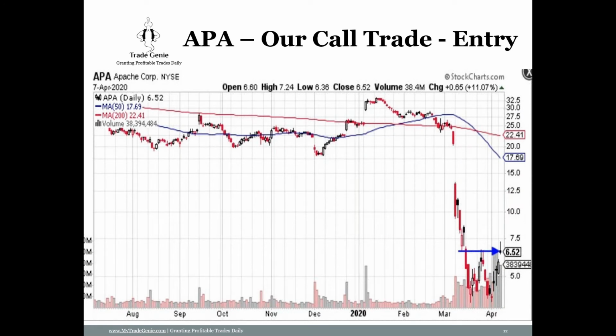Here's the APA. So look at the APA. First of all, it tanked from 32, 35 targets. I think it was more, 42 somewhere. So APA, look at the oil stocks. They were just going down crazy. Remember the crude oil thing? Then it found a bottom around 3 or 4.